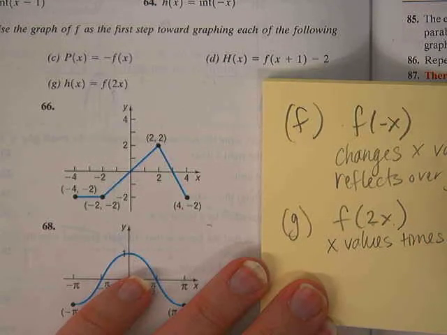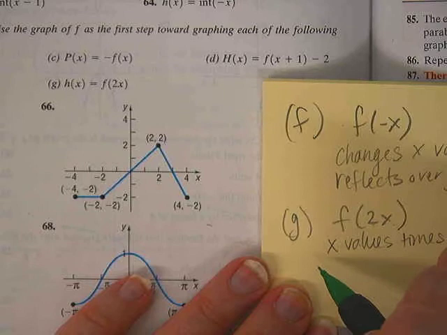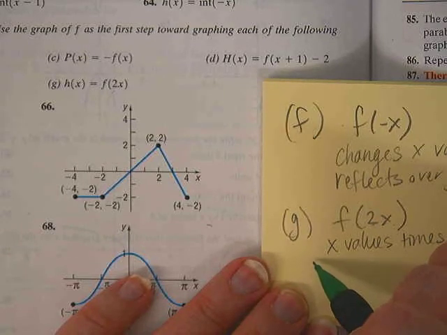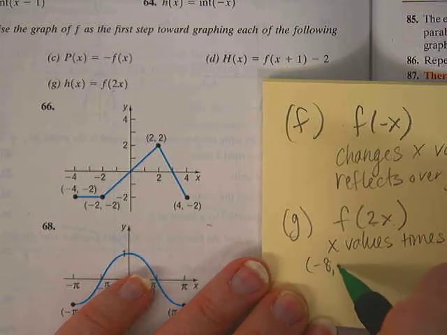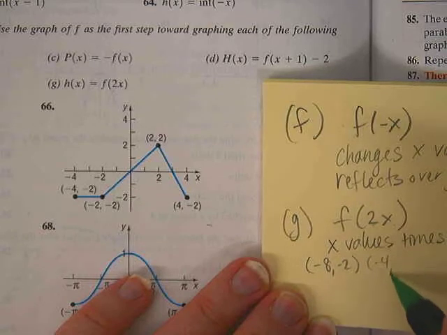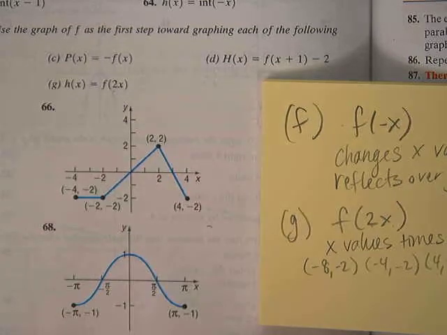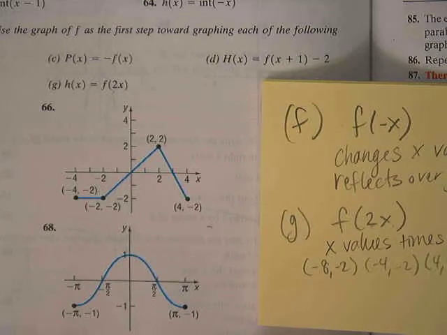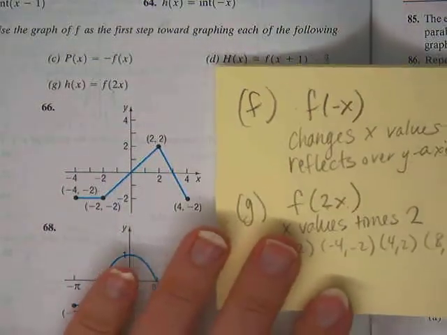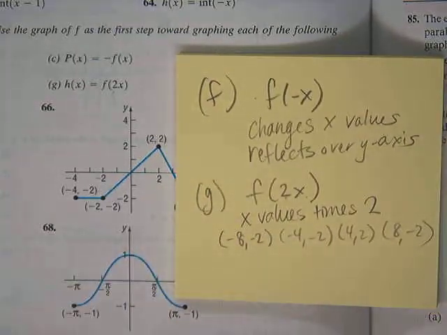Now, I'm just giving you a disclaimer on this one that I could be wrong. So check that last answer in the back of the book and see if it's really the x values times 2. Okay? So then you'd have a point at -8, -2, -4, -2, 4, 2, and 8, -2. And that's where those values would be. Okay? Questions?